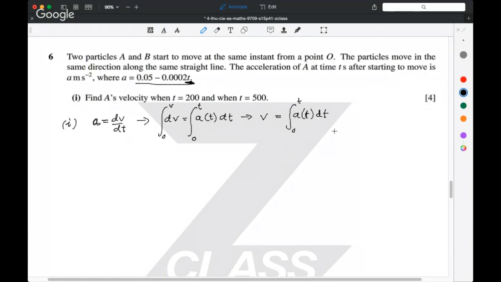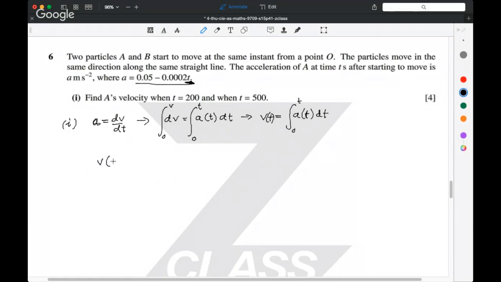So the velocity isn't just acceleration times time. That only works if the acceleration is a constant, in which case it comes out of the integral and this thing just integrates to t. But we have to be careful now. In this case, this is v as a function of time. So we want A's velocity when t is equal to 200 and when t is equal to 500.